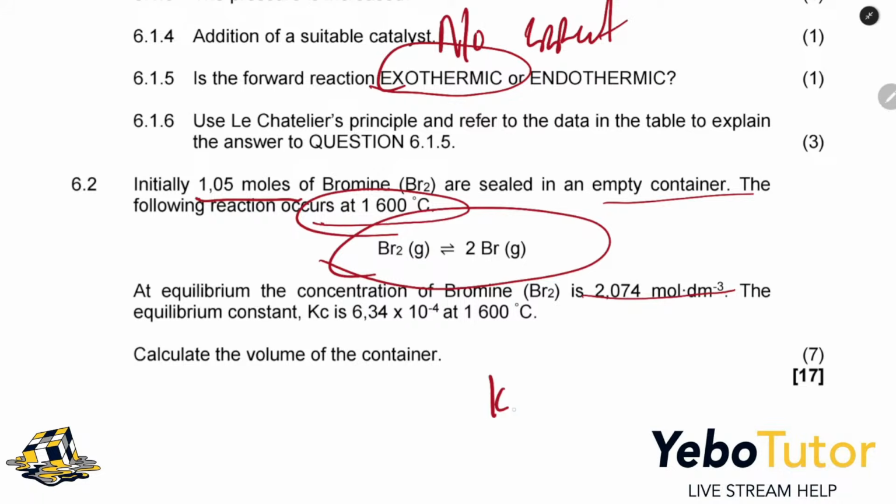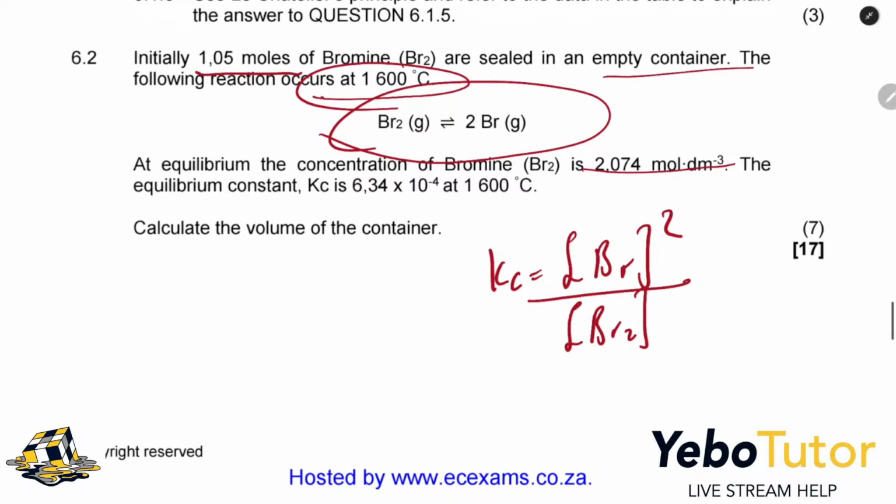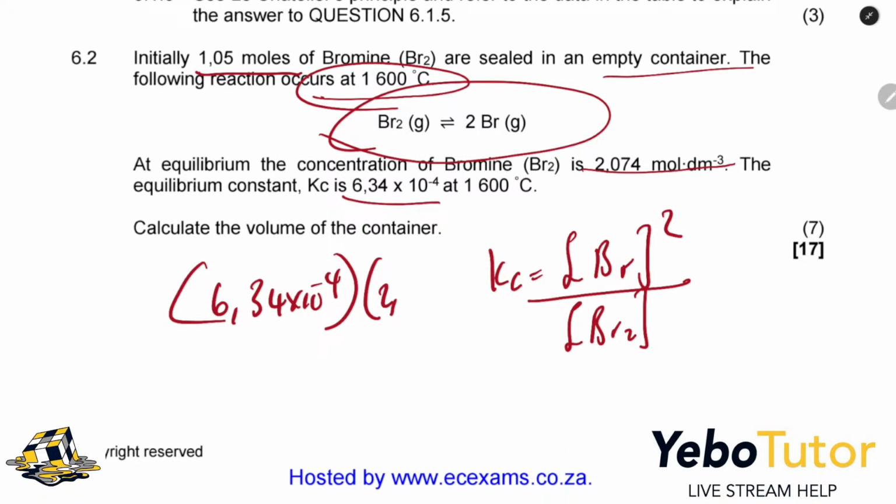We know that Kc will always be equal to the output, which is Br, so Br will be squared, then we divide that by your Br2 gas. So we know what our Kc is. Our Kc is given as 6,34 times 10 to the power negative 4. Of course, we multiply that by our 2,074.